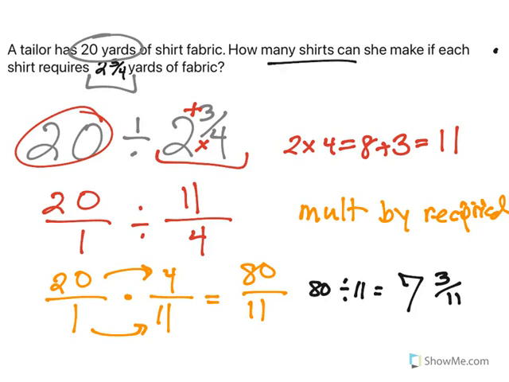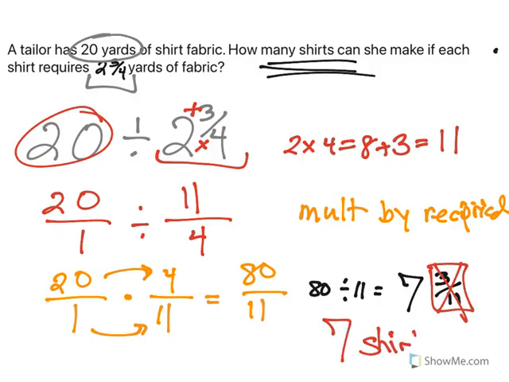Now the question says how many shirts? You cannot have a fraction of a shirt. You either have a shirt or you don't. And therefore, this answer would be 7 shirts. That's how many I can make. And then I'll have a little bit of extra material left over: 3/11 of a yard, 3/11 of a shirt, if you will. But we can make 7 full shirts out of this 20 yards of fabric.